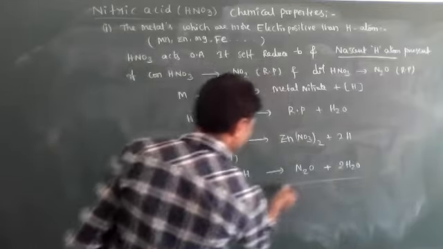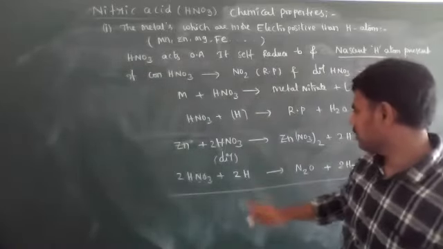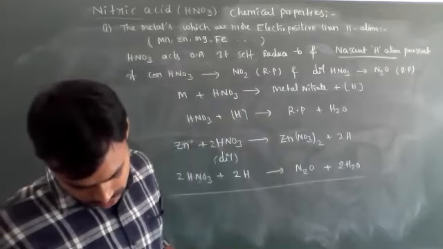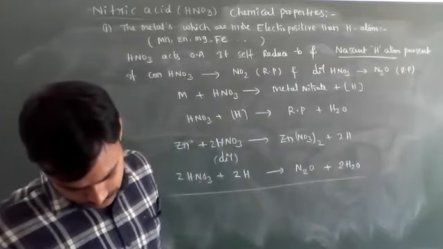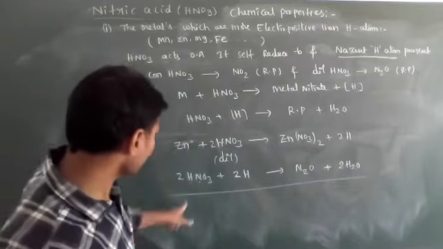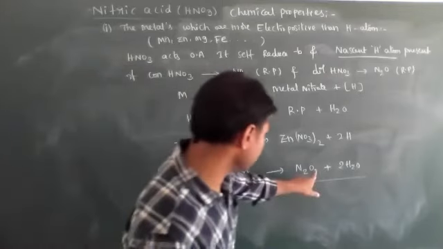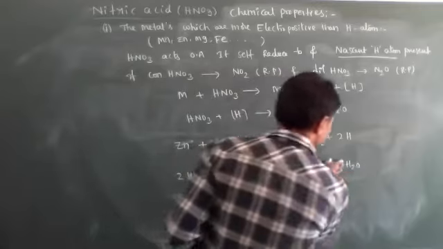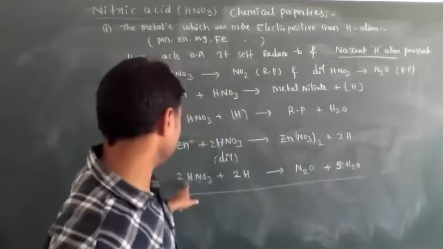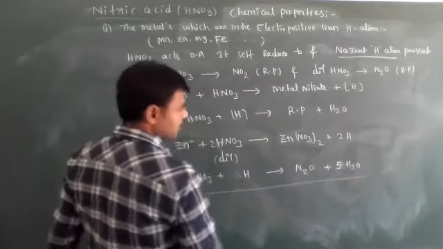Then add both. Here 2 nascent hydrogens and 2 nascent hydrogens present. Oxygen atoms, how many are present? 6 oxygen atoms are present. Here 1 is over and the remaining 5 oxygen atoms are converted into water molecules, 5 H2O. Now hydrogen atoms here 2 is present and here 10 are present. Then I have to write 8.